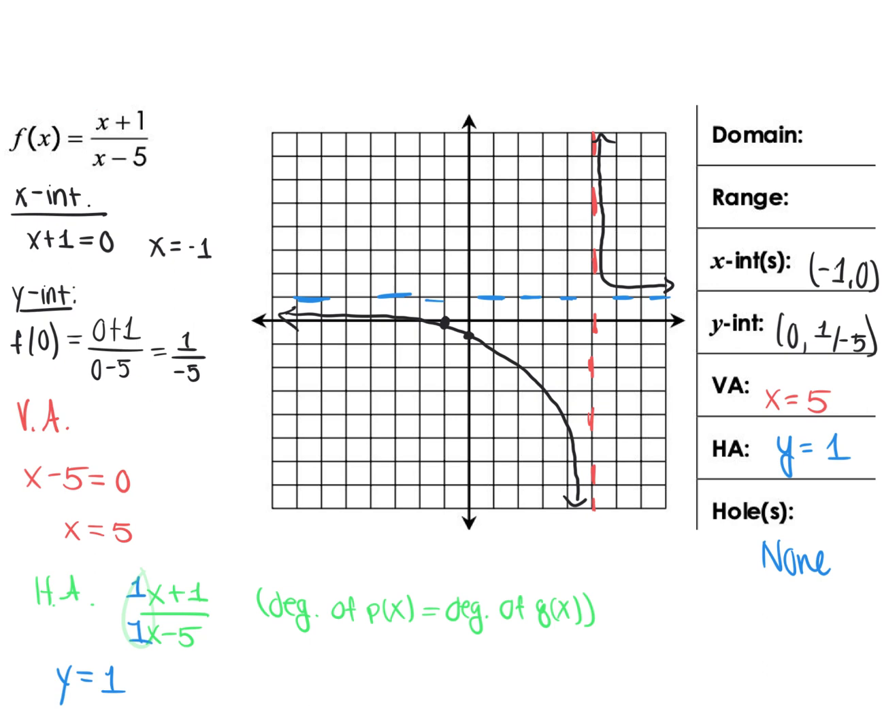And then the domain and range, you actually use the horizontal and vertical asymptote. So the domain is going to be from negative infinity to 5, union 5 to infinity. And then the range is going to be negative infinity to 1, union 1 to infinity. In other words, it's negative infinity to your vertical asymptote, union the vertical asymptote to infinity. And then the range is negative infinity to the horizontal asymptote, union the horizontal asymptote to infinity.